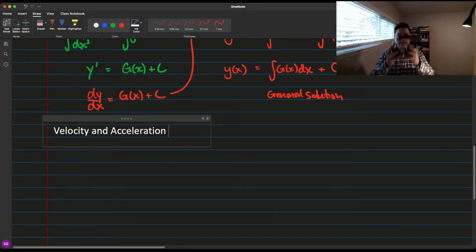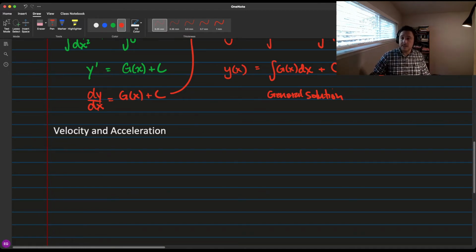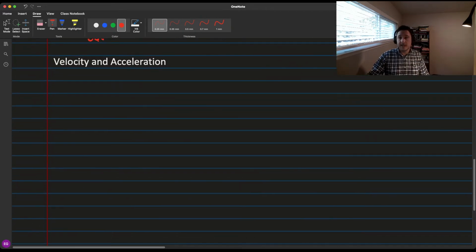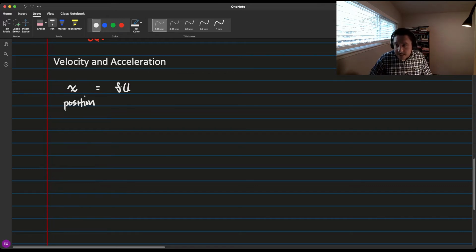Because these physics problems show up a lot in, what's it called? Differential equations. So I just want to get us some common vocabulary here. Generally, x stands for the position of an object, and position is a function of time, right? The position of the object depends upon what time it is, because it's moving around. At different times, it's at different positions.